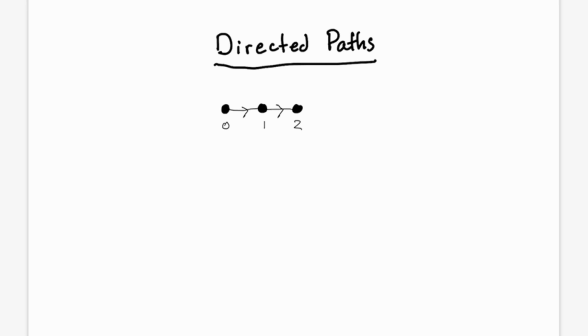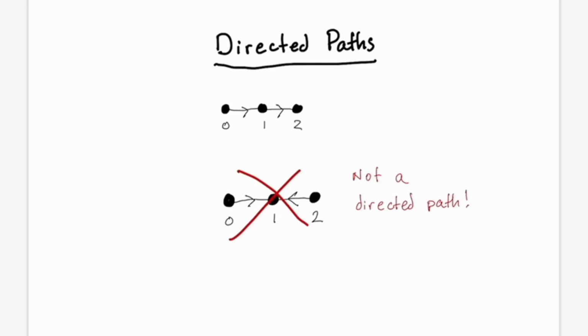For example, this graph is not a directed path. That's because if I start on the leftmost vertex and try to get all the way to the rightmost vertex, I can't do it without violating the direction of an edge. By convention, we're saying the direction should be from left to right.